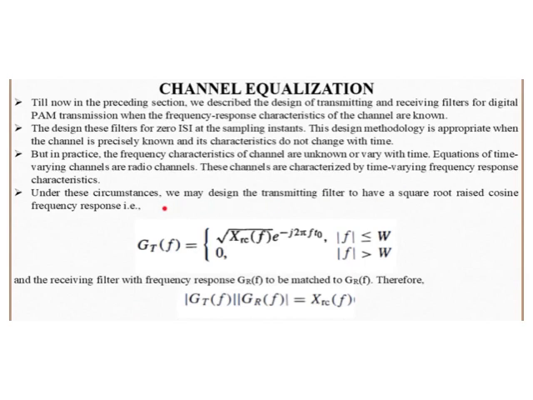Under these circumstances, we will design the transmitting filter to have a square root raised cosine frequency response. This is given by GT of f equal to square root of XRC of f times exponential of minus j 2 pi f t naught, for mod f less than or equal to the bandwidth W, and 0 whenever the frequency lies in the range greater than W.